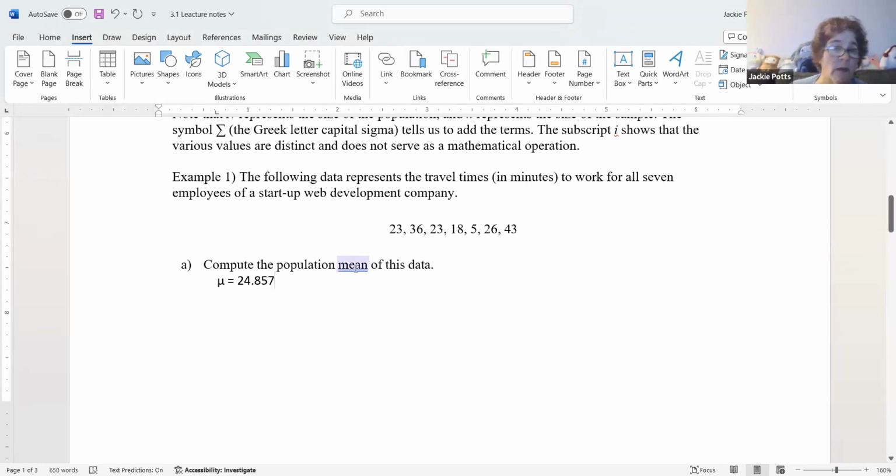All right. And we know it's a population mean, even though it says calculated, because they're taking the average of 7 people, not a sample of 7 from this large company. No, for all 7 people that work there.